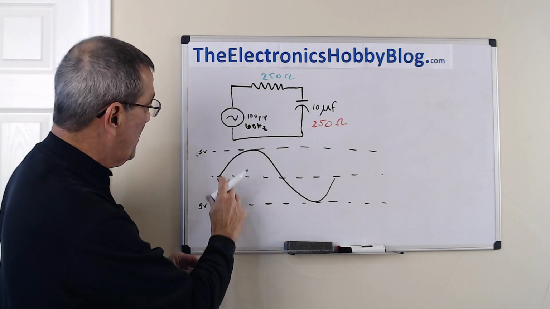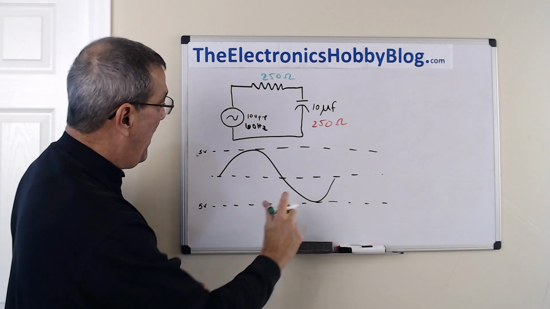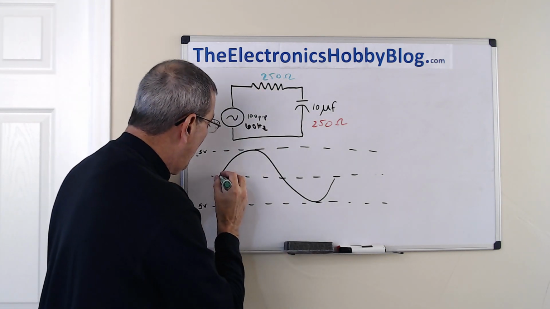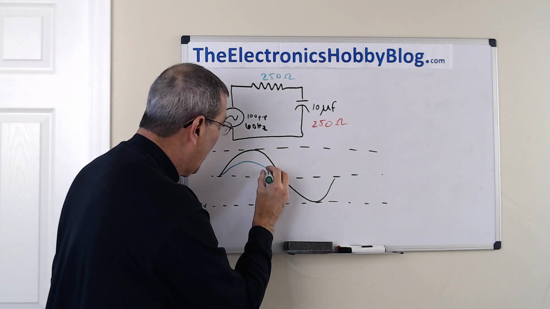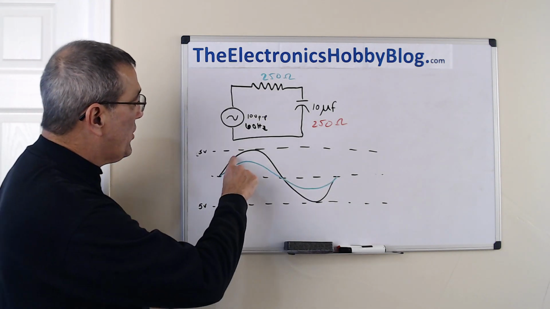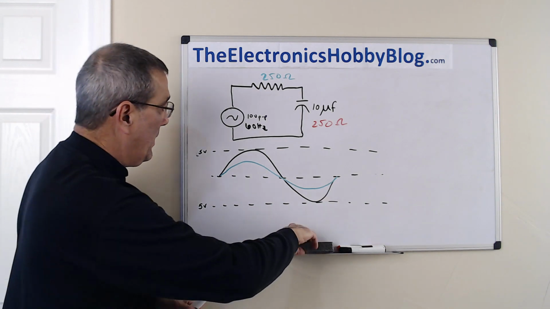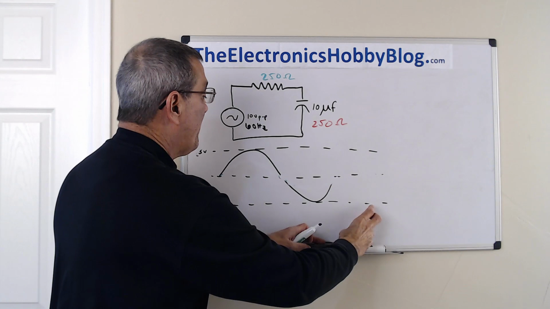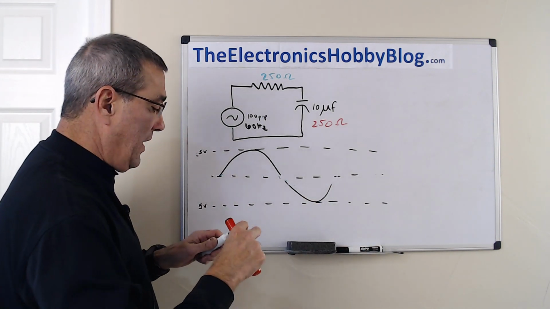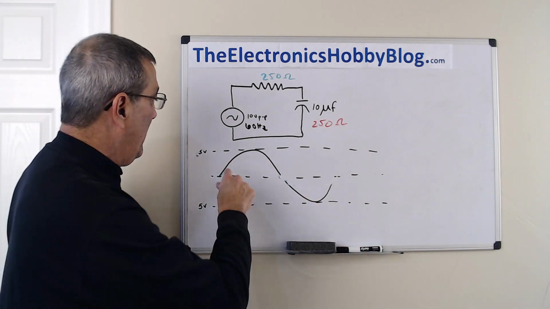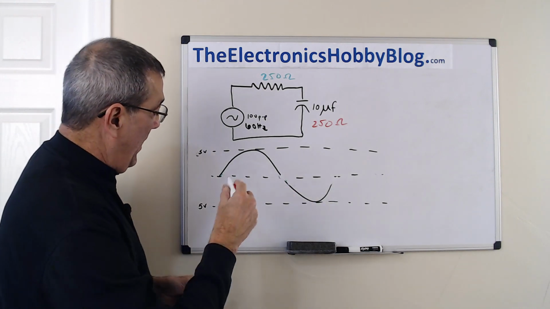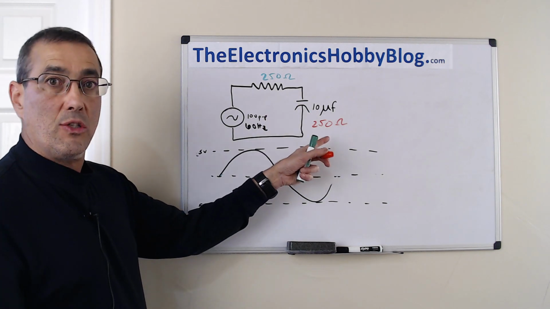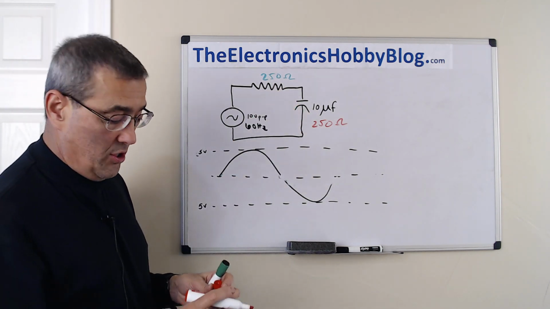So the resistor's waveform, the AC waveform on the resistor, will follow the voltage source. So here's the voltage source, 10 volts peak to peak, 5 above and 5 below. And the voltage on the resistor will follow that exactly. So it will look like that. So remember, the voltage across the resistor can change instantaneously, but the voltage across the capacitor can't. The voltage across the capacitor is going to lag the voltage signal here. And so the voltage across the capacitor is going to be out of phase with the voltage across the resistor.